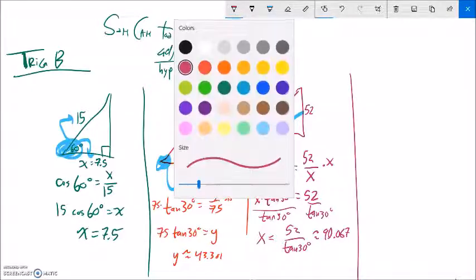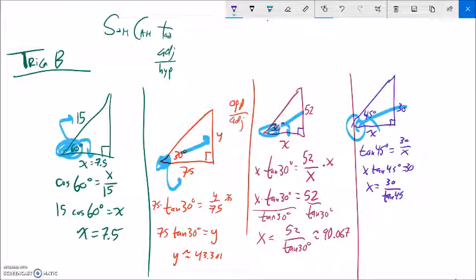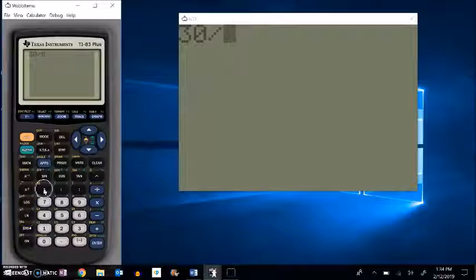Okay, let's do a few more examples then. 45 degrees, 30 long, and x. Oh, and it's a right triangle. I should have had that here too. These are all right triangles. So it looks like to me, tangent again, right? Opposite and adjacent. So tangent of 45 degrees is opposite over adjacent. This is a lot like the last one. Multiply both sides by x. Divide by tangent 45. And I do that on my calculator. 30 divided by tangent of 45. And I get 30 back.